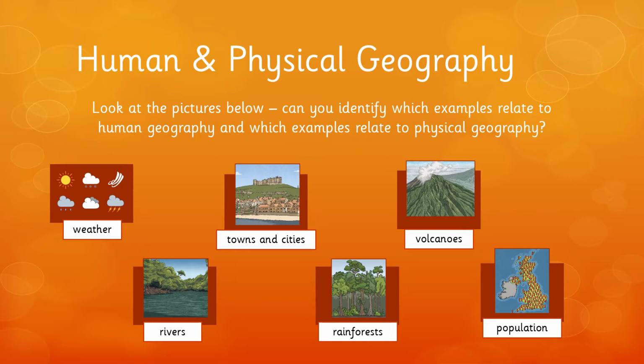Can you identify which examples from below are human geography and which are physical geography? Pause the video now while you have a think. Hopefully you remembered that towns and cities and population are related to human geography and weather, volcanoes, rivers and rainforests are related to physical geography.